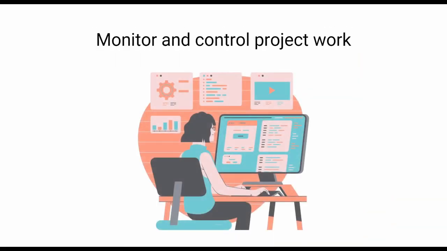The fourth process is to monitor and control project work. This involves tracking project progress, comparing actual performance to planned performance, and taking corrective action as needed.